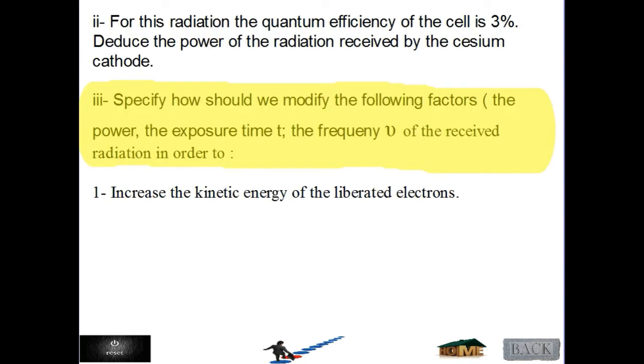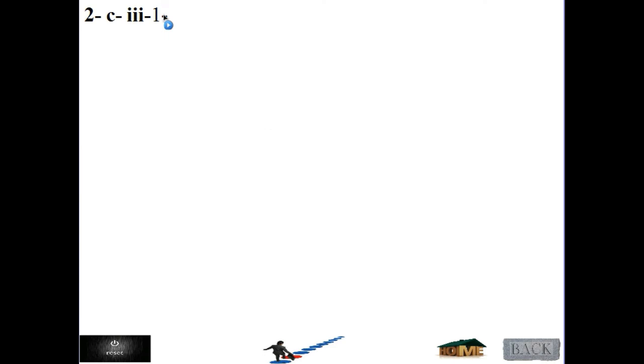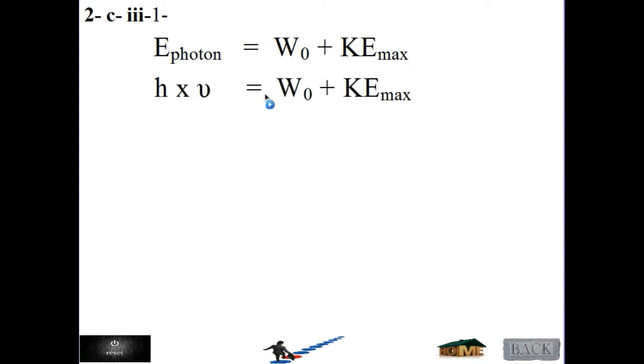3i. Specify how we should modify the following factors: the power, the exposure time t, the frequency nu of the received radiation in order to increase the kinetic energy of the liberated electrons. To know what we should do here, let us use the Einstein relation. E photon equals W0 plus kinetic energy max. So h nu equals W0 plus kinetic energy max.